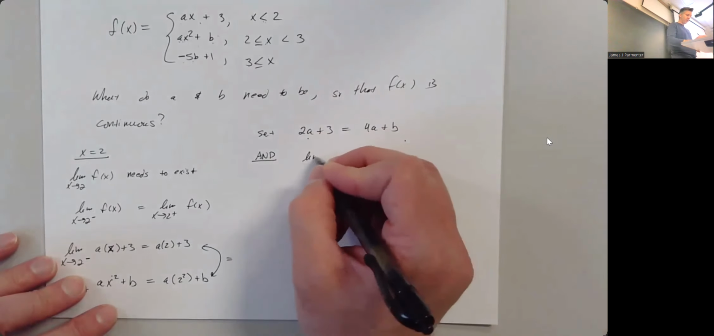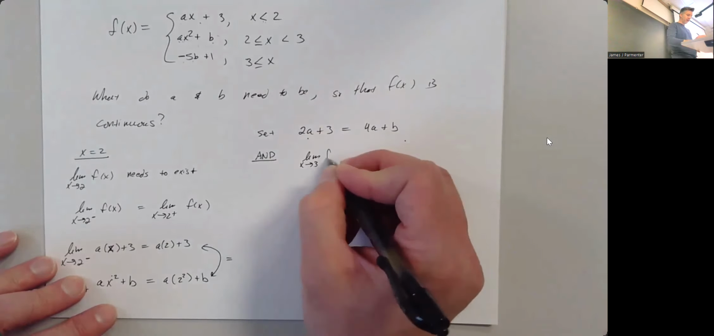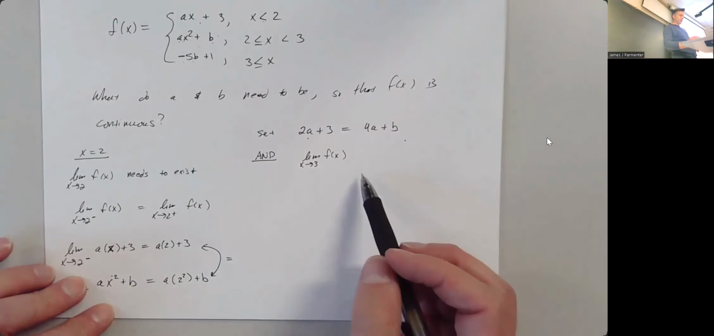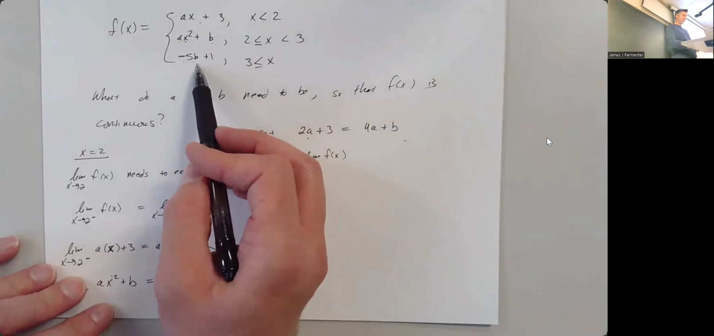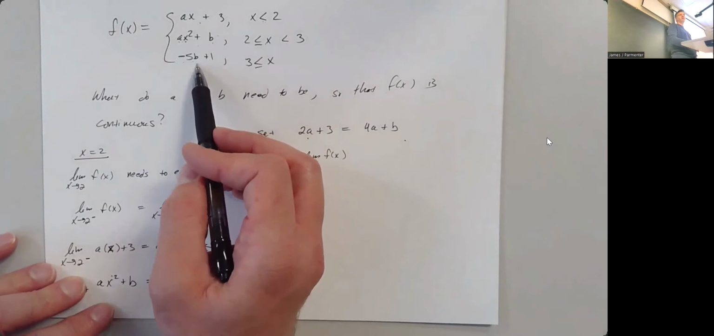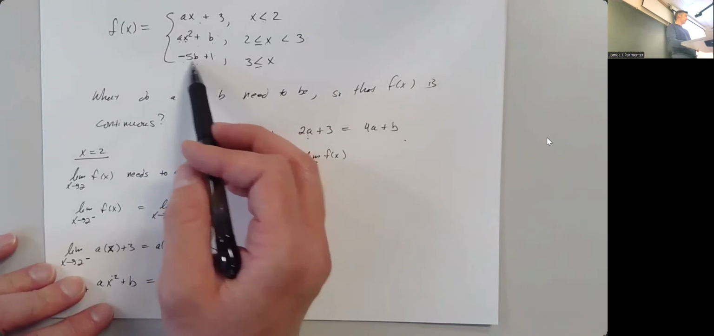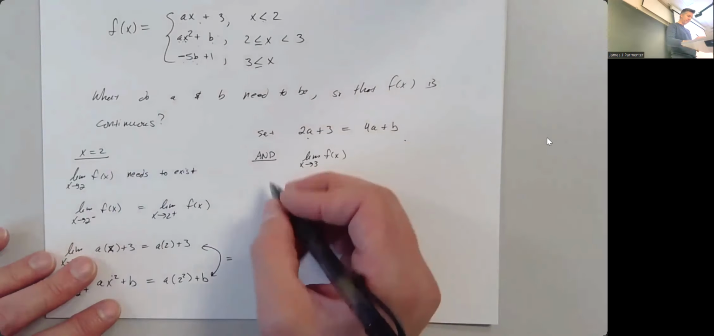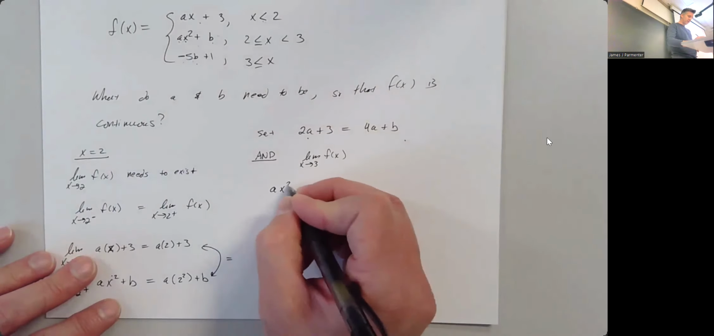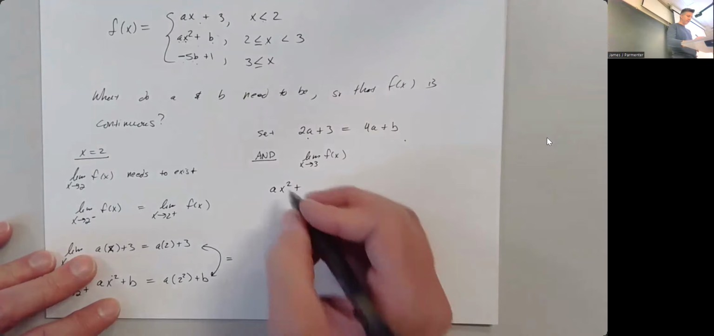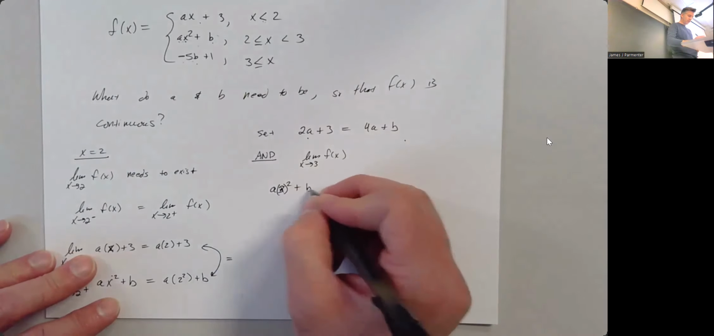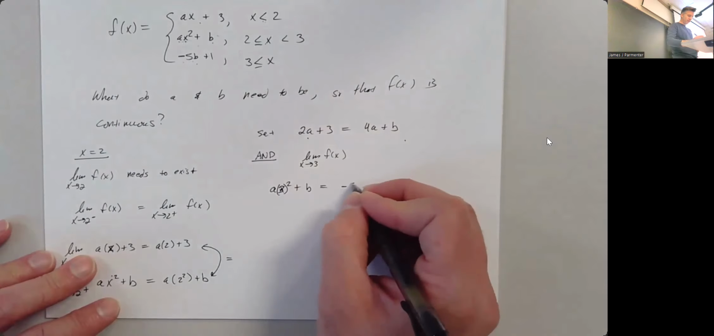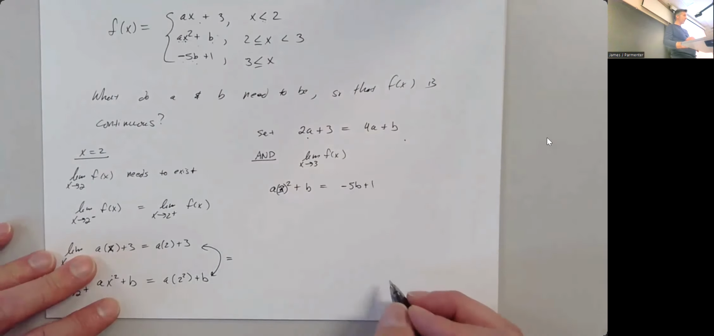If we think about the limit as x approaches 3 of f of x, what we're really going to do is plug in 3 for x there. Oh, there is no x to plug in, which is fine, that's okay. So we're going to set a times 3 squared, apologies, plus b equal to negative 5b plus 1.